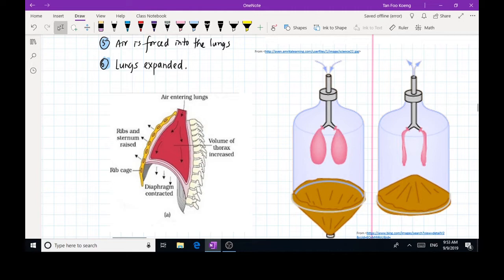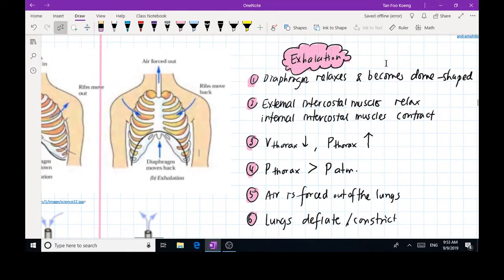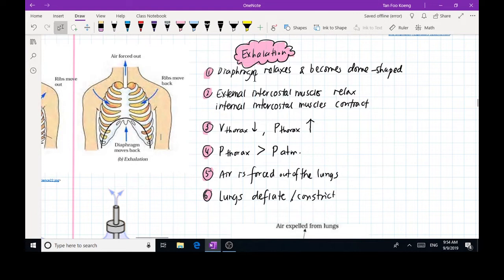Then how do we breathe out? We don't breathe out using nose or mouth. Similarly, we breathe out using the diaphragm and the intercostal muscle. So this time, in order to breathe out, we need to make sure that the internal air pressure is greater than the atmospheric pressure. So how do we do that? Number one, the diaphragm relaxes. When it relaxes, it becomes dome shape.